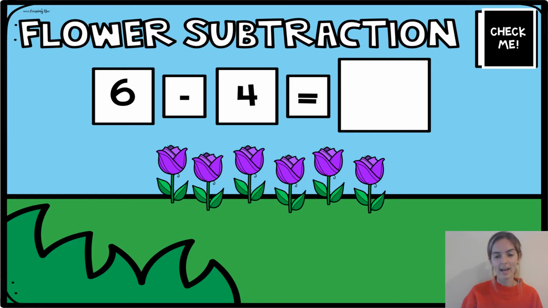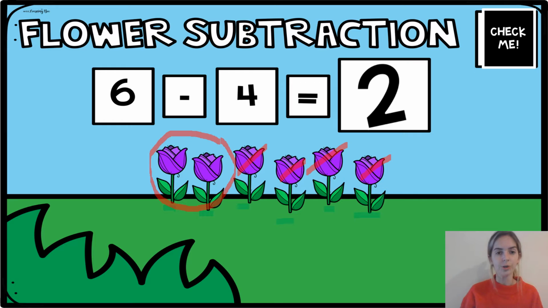Okay, so the first thing that we're going to do is make sure that there are 6 flowers there to start with. So let's count them. 1, 2, 3, 4, 5, and 6. And now we're taking away 4. So I'm going to cross out 4 flowers and we can see what we end up with. 1, 2, 3, and 4. Now how many am I left with? I'm left with 2. So our answer is 2. 6 take away 4 equals 2.